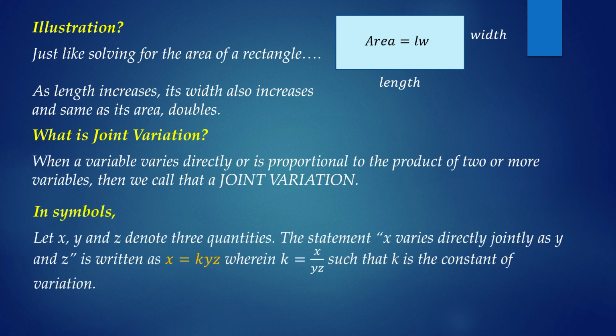In symbols, let x, y, and z denote three quantities. The statement that says x varies jointly as y and z is written as x equals kyz. So dili na siya directly, that is jointly. To solve for the k or constant of variation, eliminate ang y ug z. So divide by yz. Therefore, k is equal to x over yz, such that k is the constant of variation.